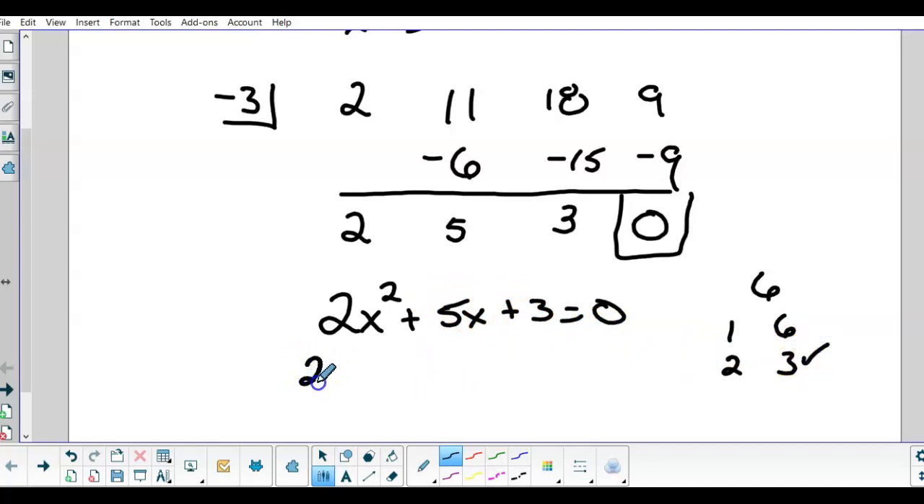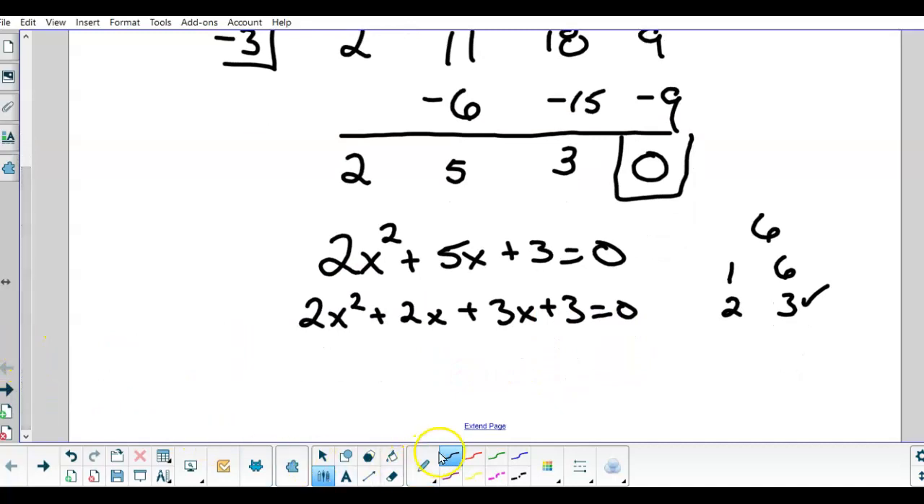So now I can write this as 2x squared plus 2x plus 3x plus 3 is equal to 0. And I can continue to factor by grouping. So let's put the first two terms together, and the second two terms together. I want to factor out my common factor in the first one, which is 2x. And that leaves inside the parentheses x plus 1.